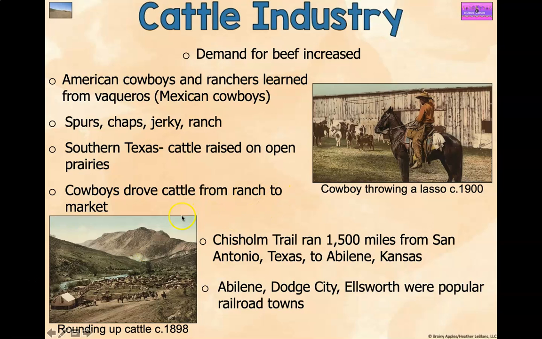It means that they actually have to herd the cattle, and the cowboys are usually around the edges of the cattle, and they push them, kind of follow them to market, which was usually in another state or another area. The Chisholm Trail ran 1,500 miles from San Antonio, Texas to Abilene, Kansas. Abilene, Dodge City, Ellsworth, they were also popular railroad towns.